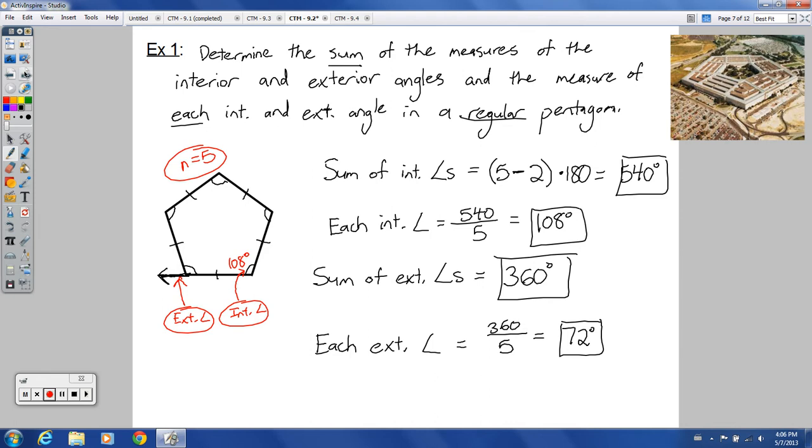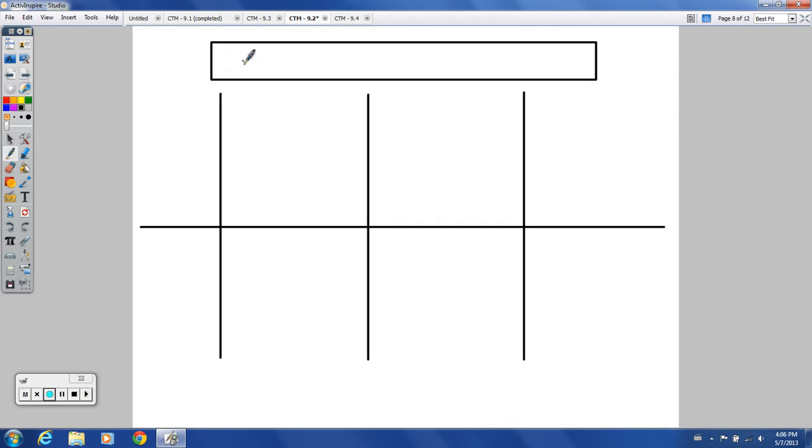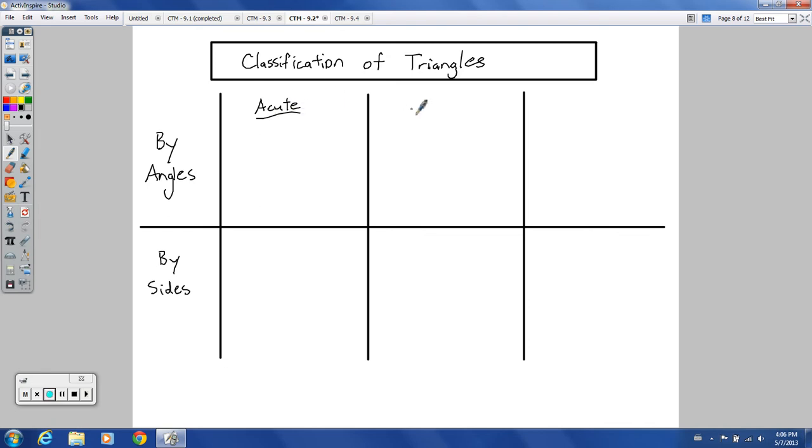Now, moving on to talking about triangles a little bit more in depth. And we're going to classify triangles. So the classification of triangles, what does that look like? There's a couple different ways we can classify triangles, by either their angles or by their sides. By angles, we can say either acute, obtuse, or right. So let's talk about that here. We'll just freehand these pictures.